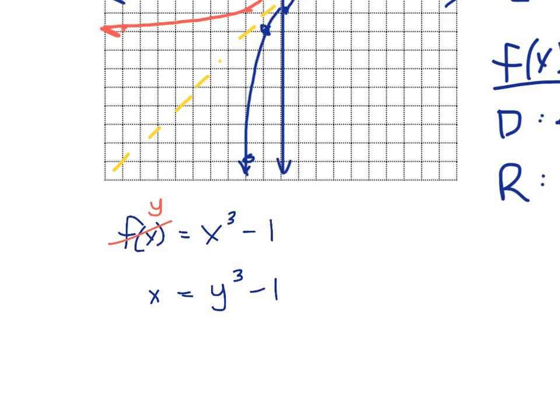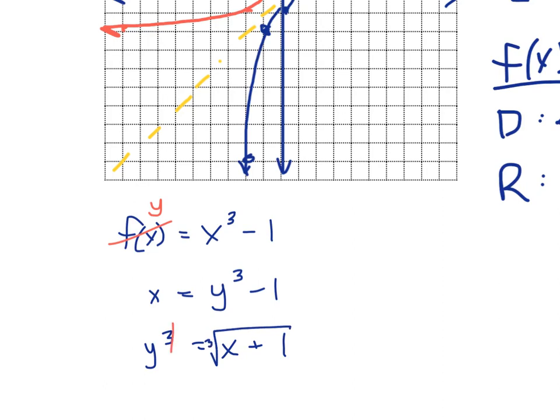So we can just do that: y cubed, I'm just going to switch it around, equals x minus, oh no, x is going to be x plus 1, right? If we just rearrange that a little bit. Now we have to isolate the y by getting rid of that cubed, and the inverse of a cube is a cube root, right?